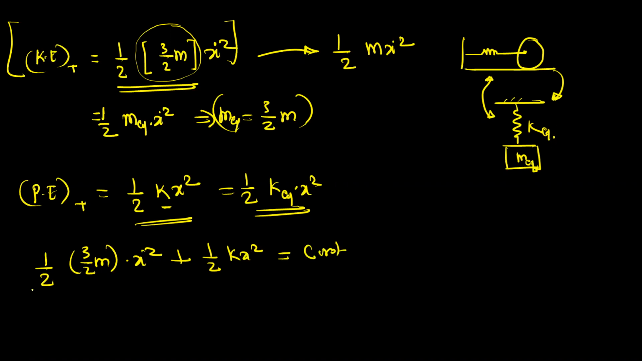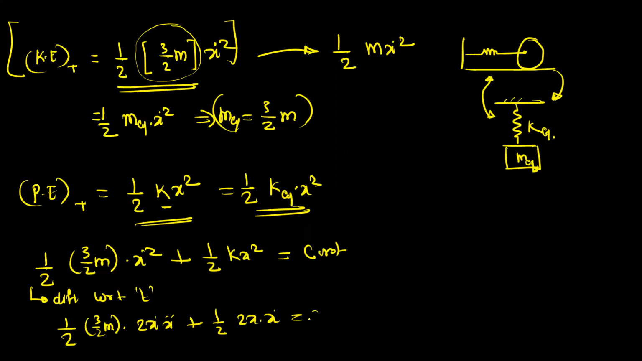Now differentiate this equation with respect to time. Take d/dt. So you will get 1 by 2, this 3 by 2 m is constant, x dot square will become 2 x dot into x double dot, plus 1 by 2 into 2x into x dot, this is equal to 0.